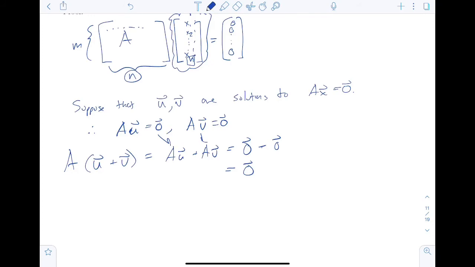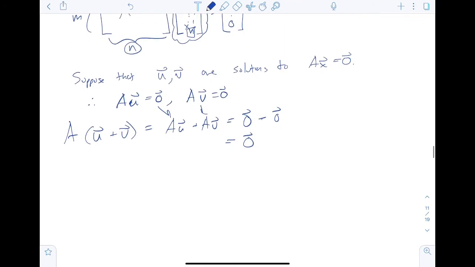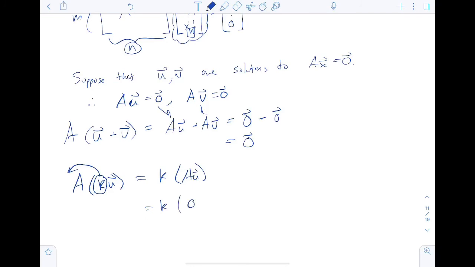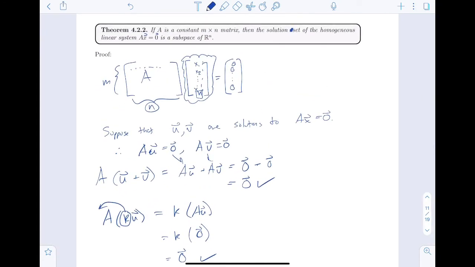So directly from my definition there, I also need to show that A times ku is a solution. Well, I know that constants can sort of go around in here. So this is k times Au. And I know what Au is: Au is 0, and then k times the 0 vector is still the 0 vector. So I'm done, right? I just showed the two things.